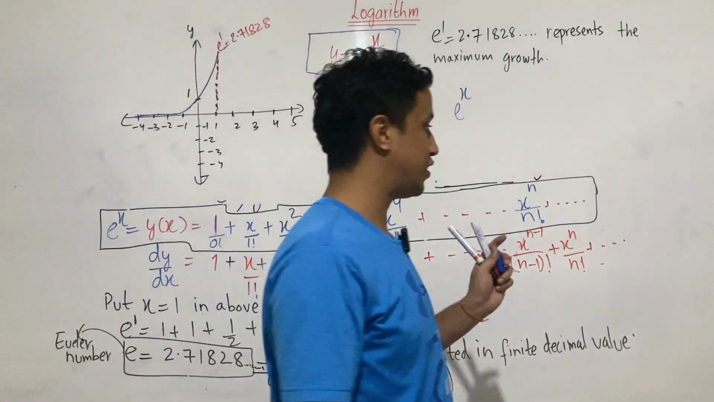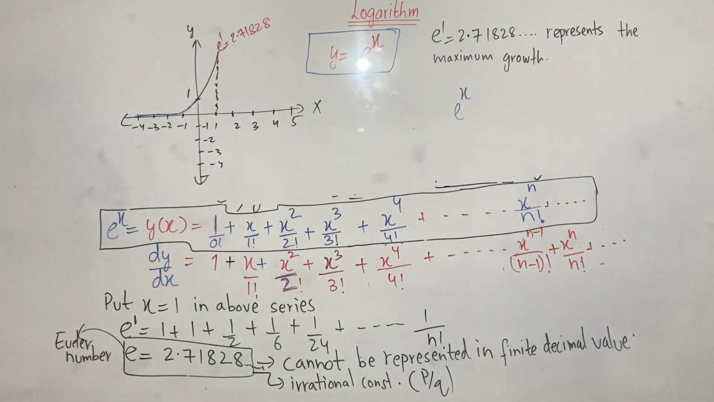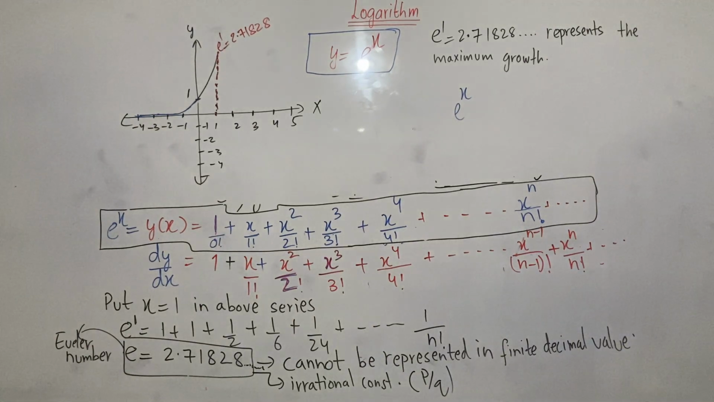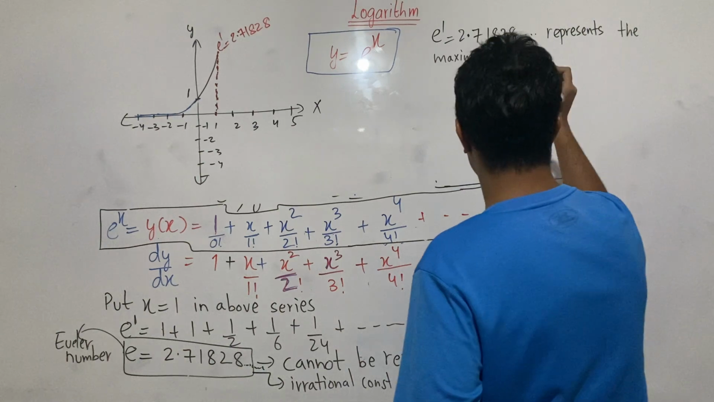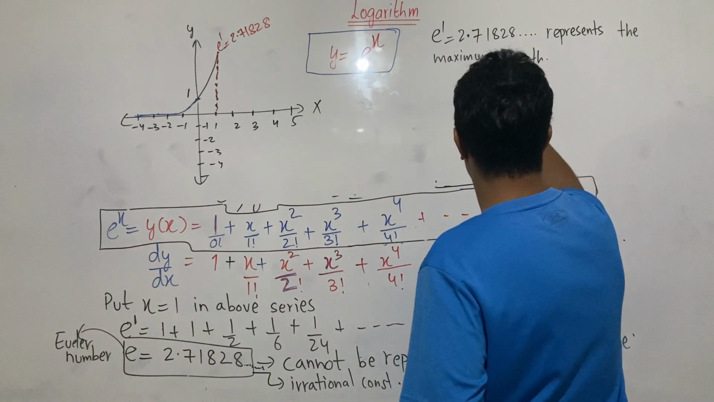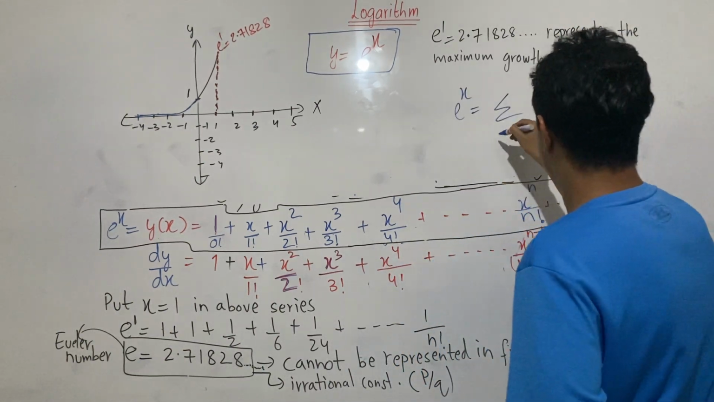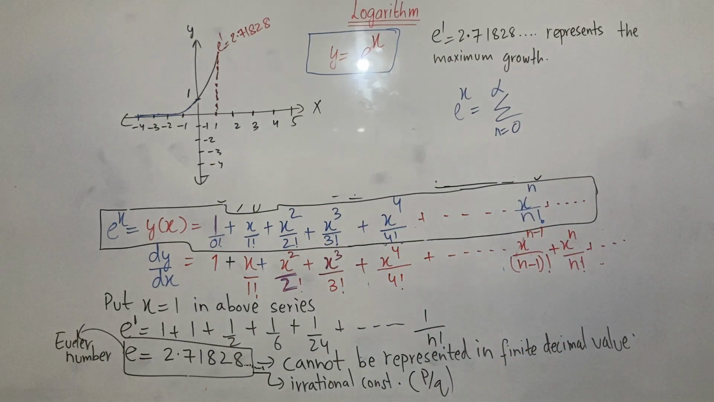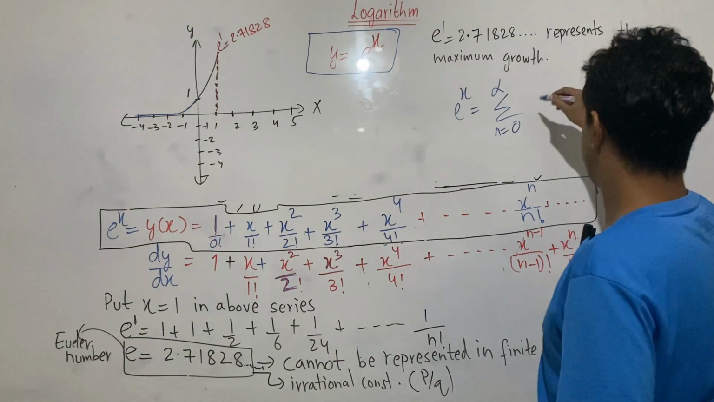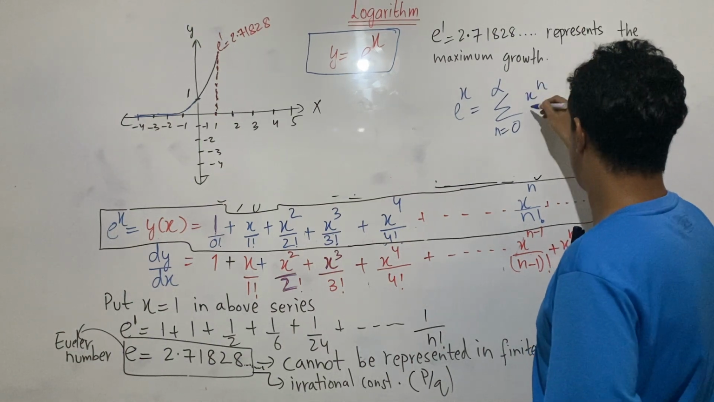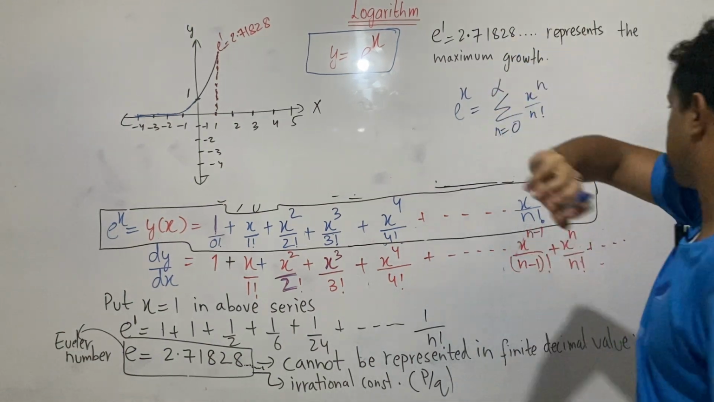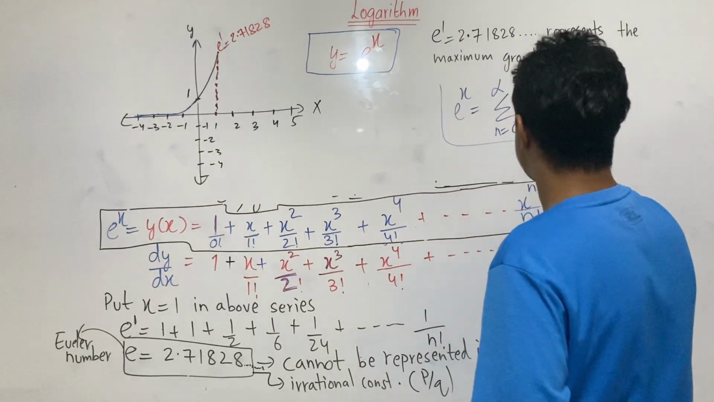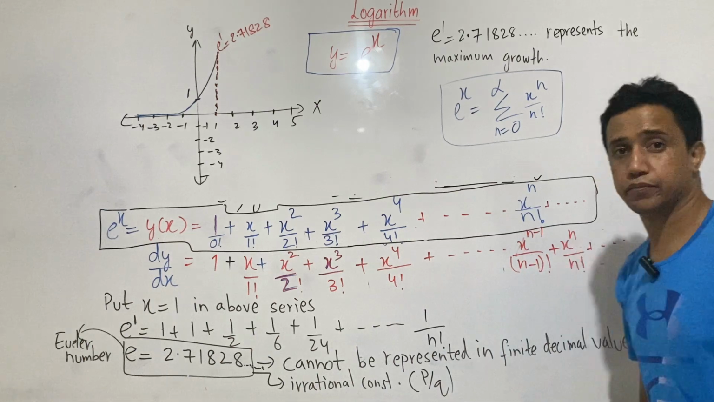Something will go to infinity, something will go to 0. So here I can write e to the x is going to be the sum, sigma n goes from 0 to infinity, right? And here it's going to be x to the n over n factorial. Okay, so I hope this is clear to you.